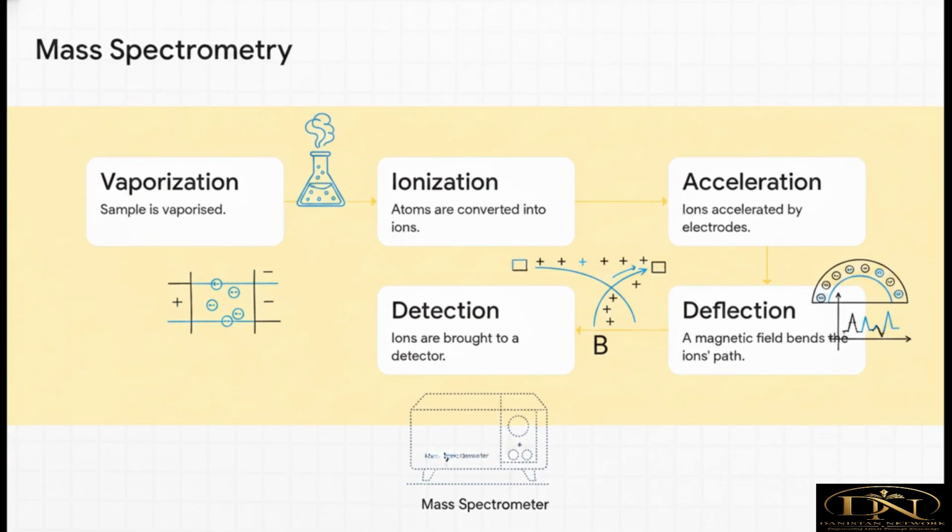Well, in a nutshell, you take your sample and you turn it into a gas. Then you knock an electron off each atom to turn them into positive ions. Then you shoot these ions into a magnetic field. And here's the really clever part. Lighter ions get bent more by the magnet than heavier ions do, so they follow different paths. At the end, a detector counts how many ions of each mass hit it, and that gives you your data.